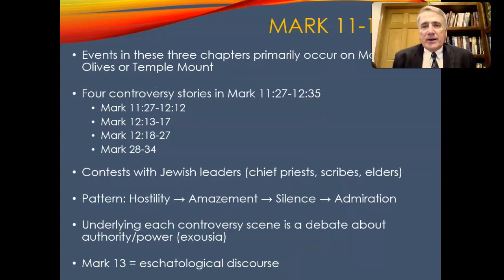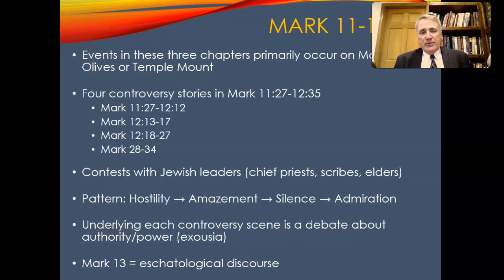Okay, now let's go to Mark 11 through 13. Again, we'll do this rather briefly. After this fig tree story, most of the events in these three chapters happen on the Mount of Olives or at the Temple Mount. We have four controversy stories that all happen on the Temple Mount. And you can see I've broken them out here. These are contests with the Jewish leaders, the chief priests, the scribes, the elders. We kind of saw this in the last section, but it becomes clear in these controversy stories.